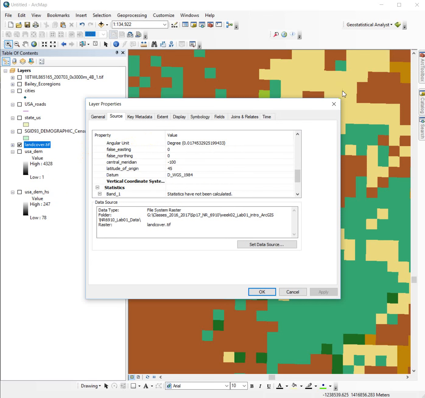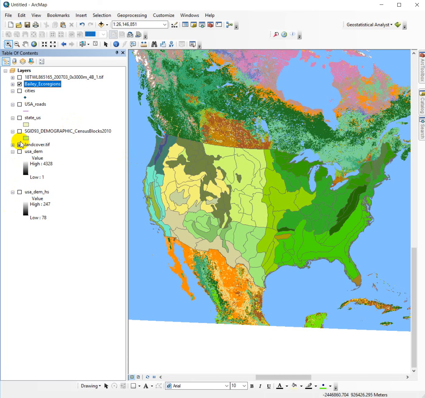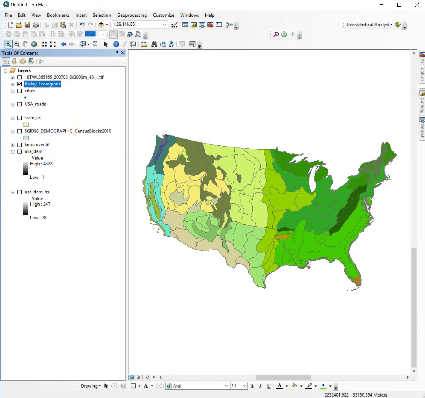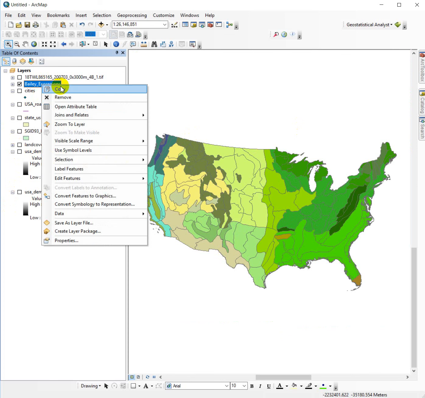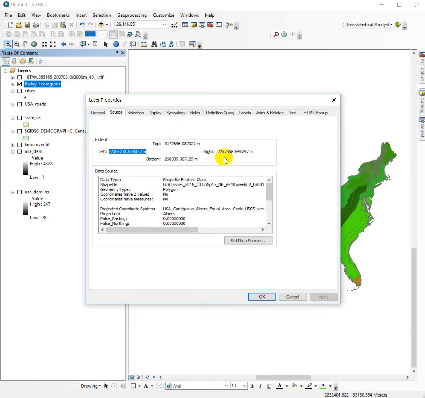Okay, now we're going to the Bailey ecosystems. Question here, zoom to layer. Here are ecosystems, turn off land cover. All right, the data type is going to be polygon, shapefile, feature class. I don't remember what I actually asked there if I gave you multiple choice. It's vector data, basically, shapefile.